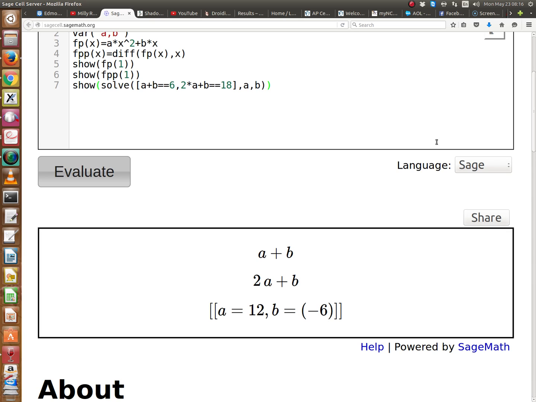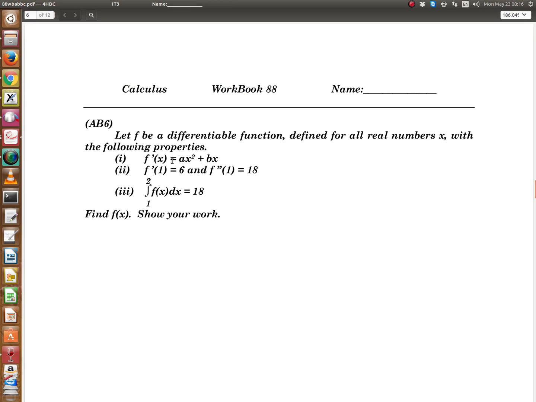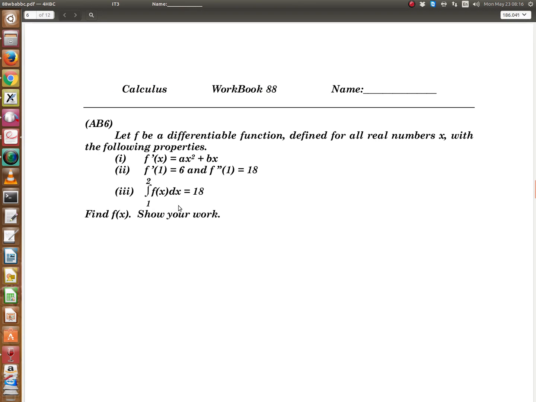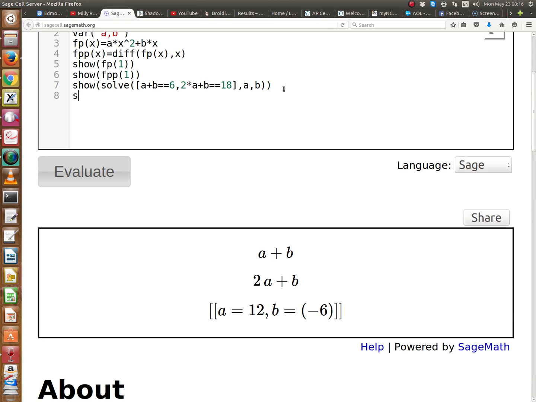Well, now let's do what you wanted to do in the first place. If we knew what A and B were, to get F from F prime, what do you do? Integrate, right? So A is 12 and B is negative 6, so we're integrating 12x squared minus 6x. Is that right? Yeah. All right, so let's do a show. Integrate. It's going to be 12 times x squared minus 6 times x with respect to x.